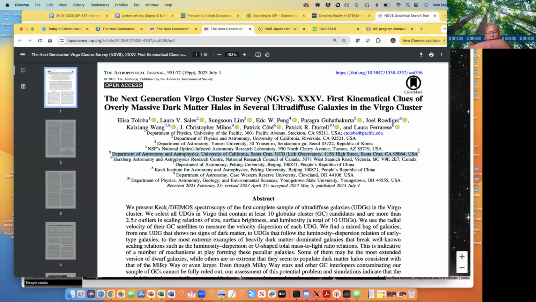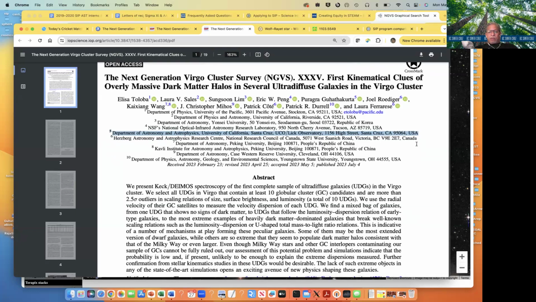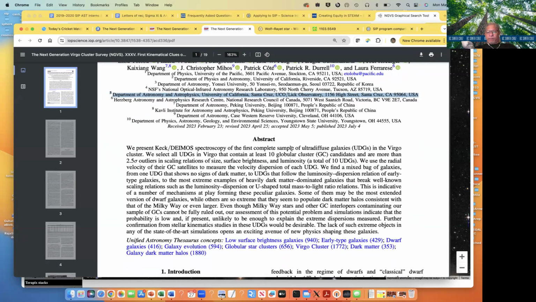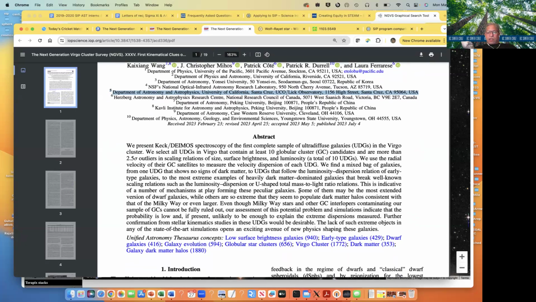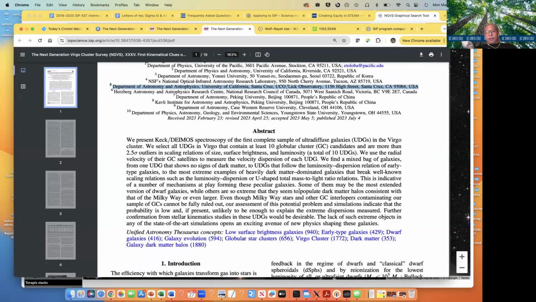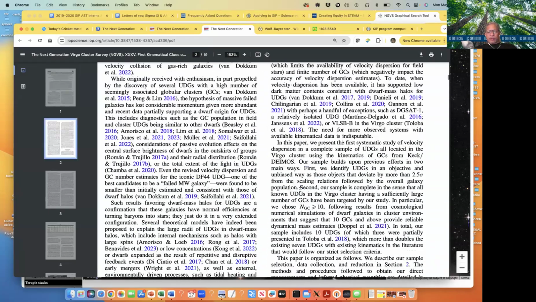Okay. Now, the bottom line in this paper, which is actually very similar to what we're trying to extend tonight using a different instrument, is that we present Keck spectroscopy of a complete sample of ultra-diffuse galaxies that each contain at least 10 globular clusters. And we find that if you measure the velocity, the Doppler shift of each of these clusters, let me see if I can show you an example.